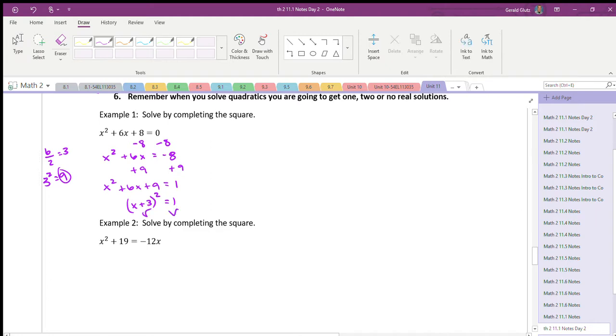Take the square root on both sides. And then we get x plus 3 is equal to plus or minus, don't forget that plus or minus, the square root of 1, which is just 1. Then subtract 3 on both sides. So x is equal to negative 3 plus or minus 1. Again, these are both whole numbers, so I can combine those. So I'll take it a step further. So x equals negative 3 plus 1, and x equals negative 3 minus 1. So our two x values will be negative 2 and negative 4.